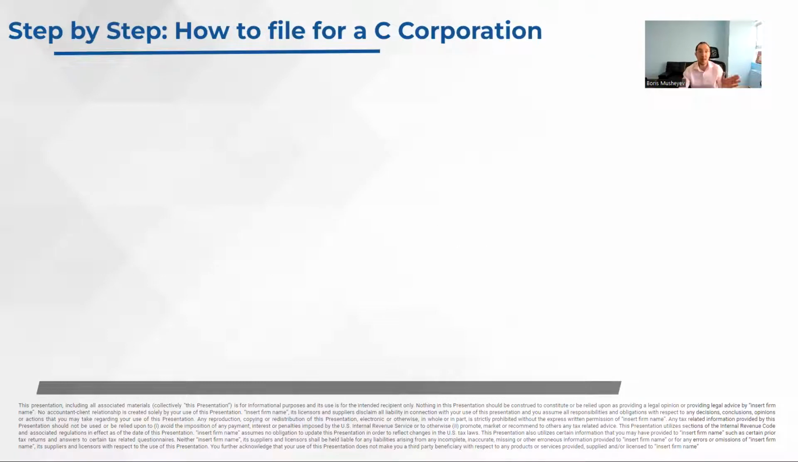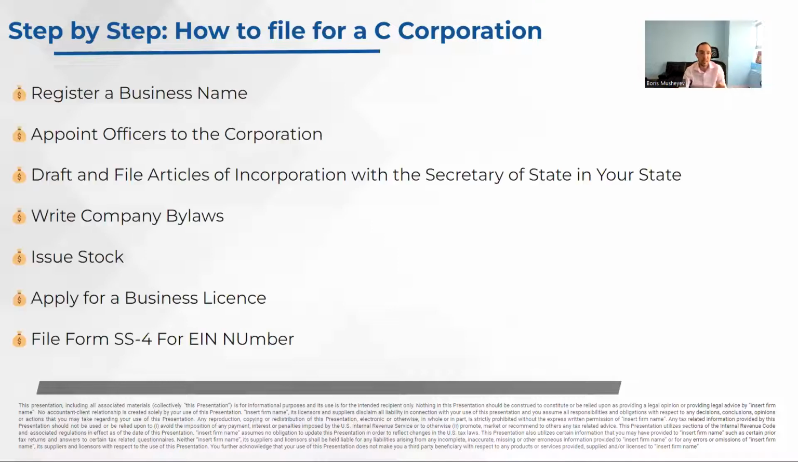All right. Now, step by step, how to file for a C corporation. Let's say you're like, look, I don't want to close down my S corporation or turn it into a C corp. I just want to file a brand new corporation. What should I do, right? Number one, you need to register your business name with your state, right? Register your business name, make sure that name is available. In most cases, if it's a fancy name, a catchy name, it could be that it's taken, right?